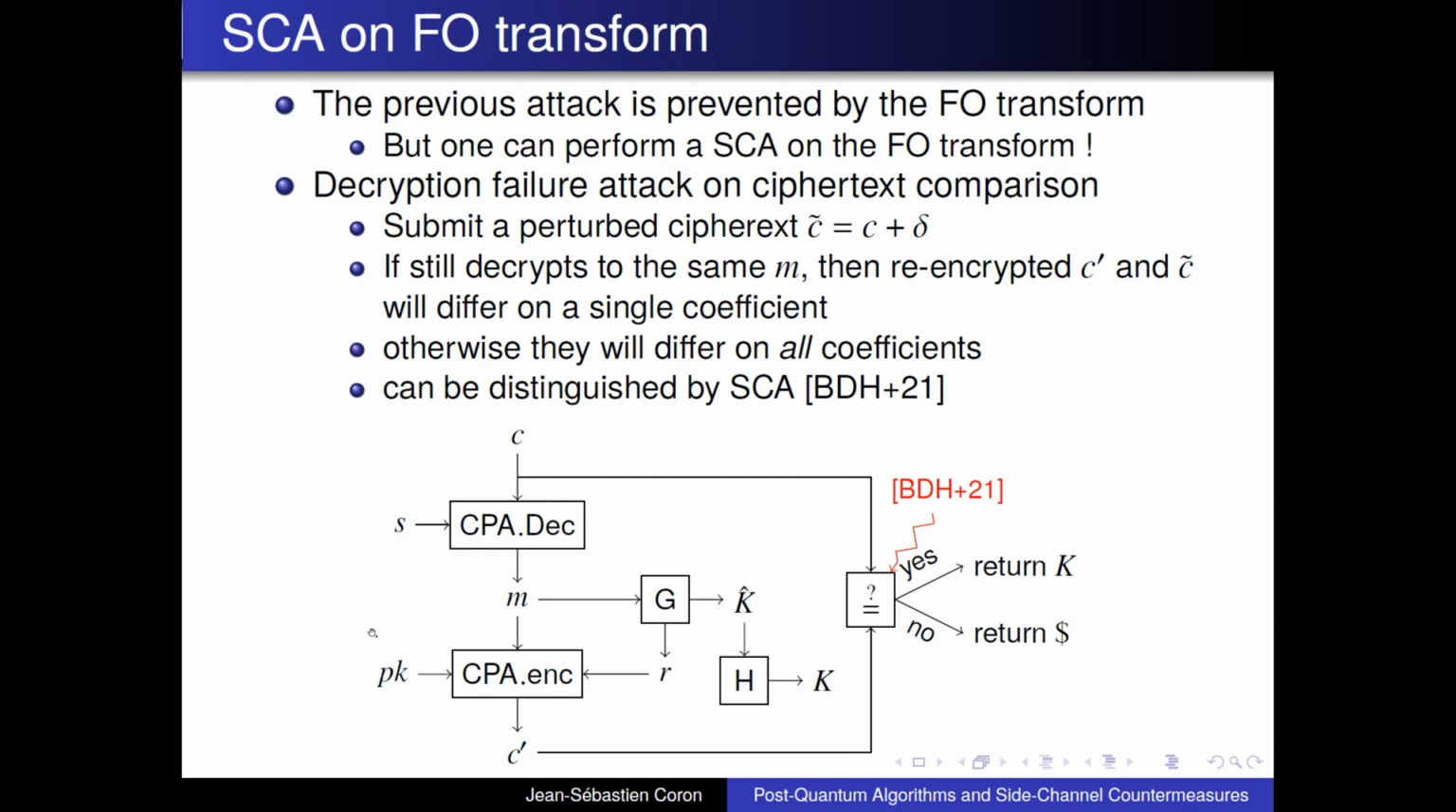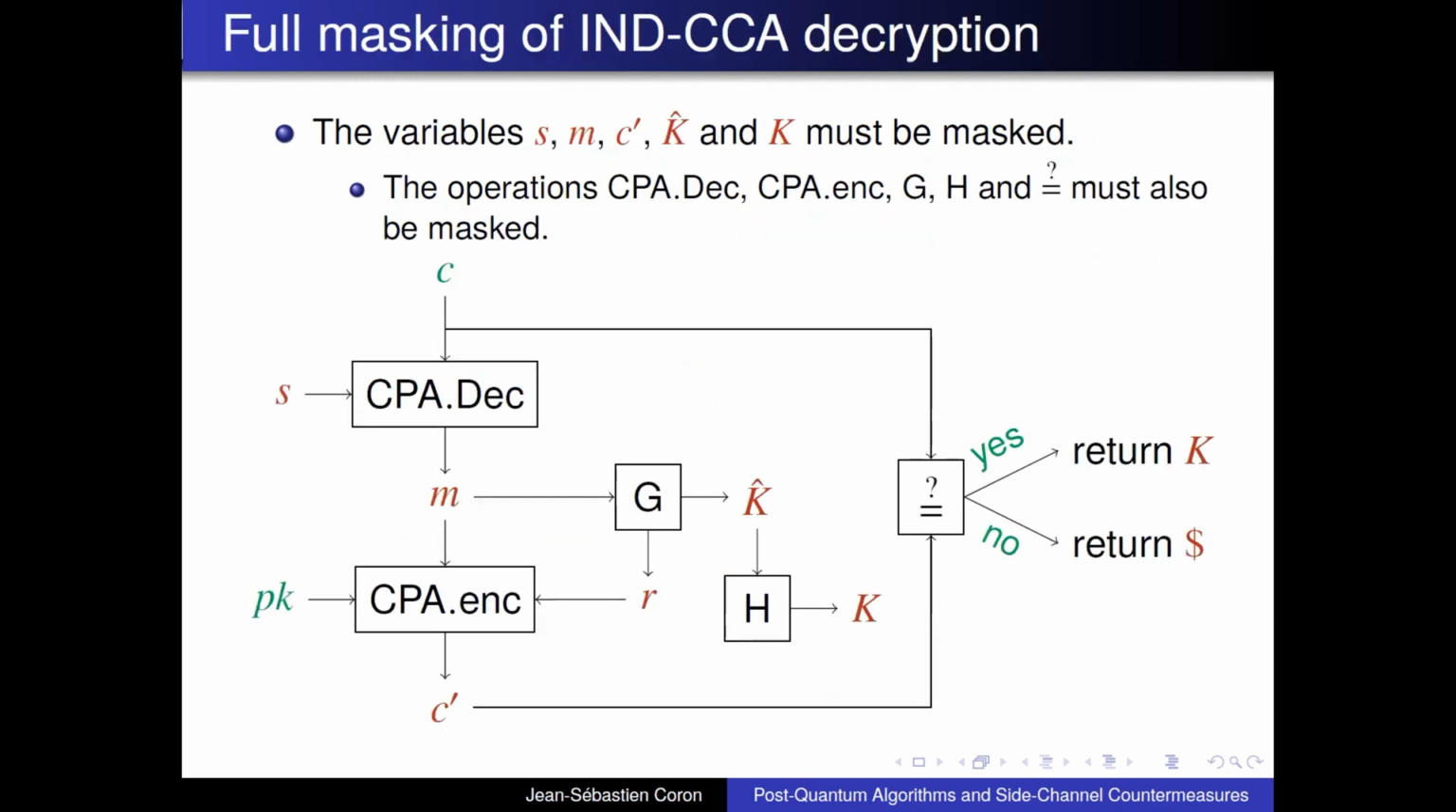And so we can actually detect this using a template attack in the ciphertext comparison. This means that we can detect whether the message M remains the same for the perturbed ciphertext or is different. And so this gives us a plaintext checking oracle. And so we can apply the previous attack and eventually recover the private key. So that's an example of such an attack against Kyber. This means that actually we must protect and we must apply side-channel countermeasures.